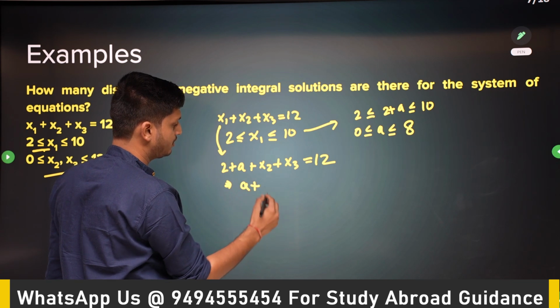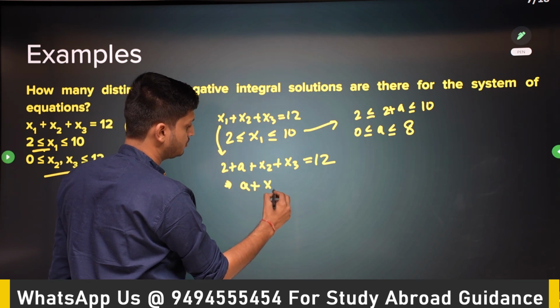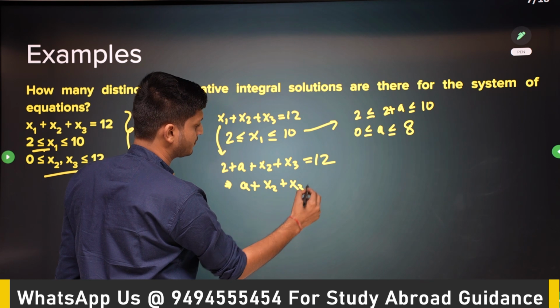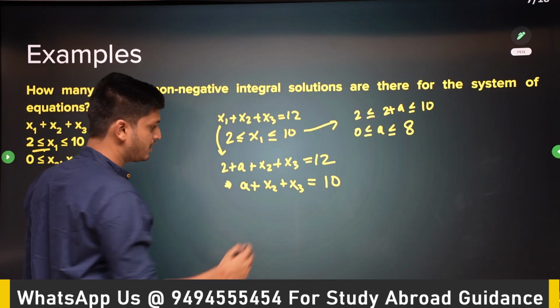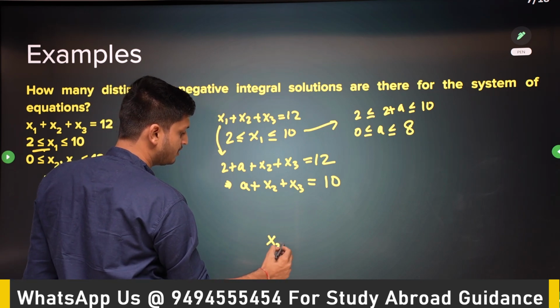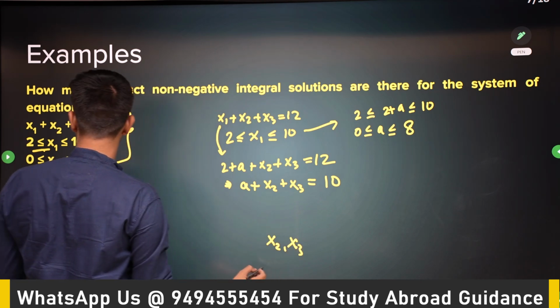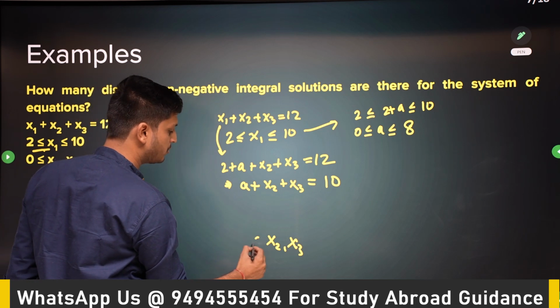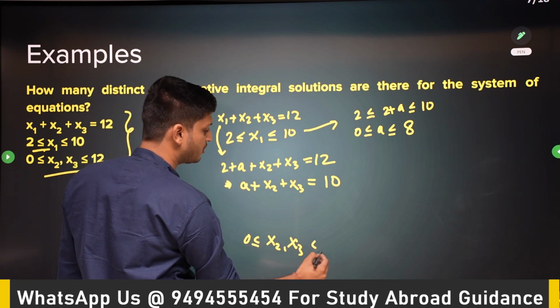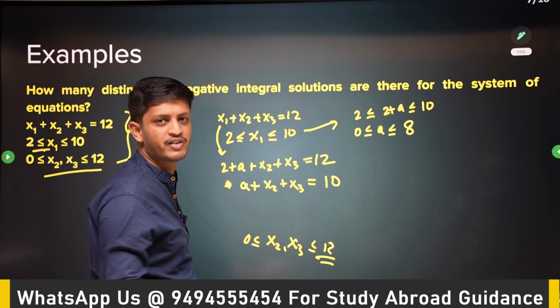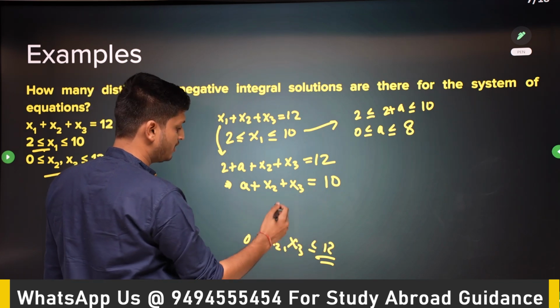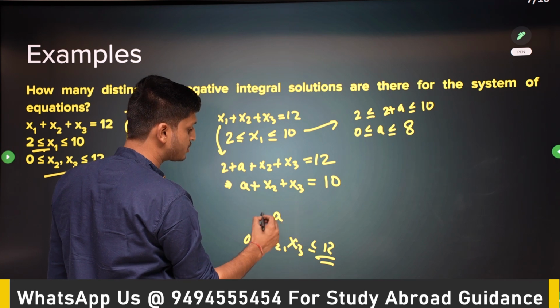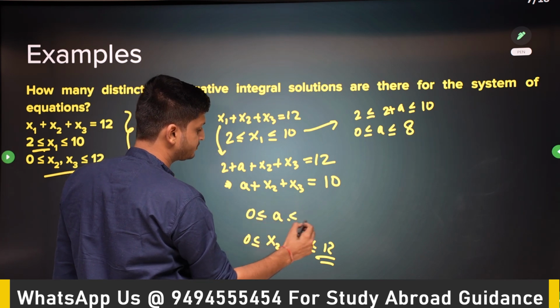a plus x2 plus x3 is equal to 10. We don't have restrictions on x2 and x3. Basically, they are still between 0 and 12. So they have to be just greater than or equal to 0 and less than or equal to 12. Less than or equal to 12 will always be satisfied, right? Because the equation is only up to 10. So this will anyway be satisfied. But the more difficult problem is that a has to be between 0 and 8.